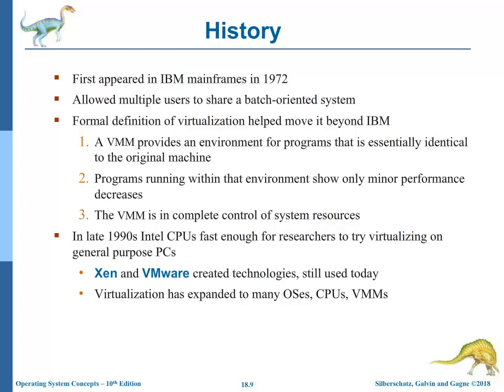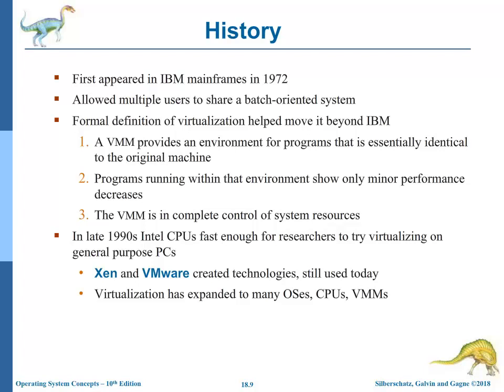For many years after IBM introduced this technology, virtualization remained in its domain. Now, the virtualization requirements called for fidelity: a VM provides an environment for programs that is essentially identical to the original machine. Performance: programs running within that environment show only minor performance decreases. Safety: the virtual machine is in complete control of system resources.